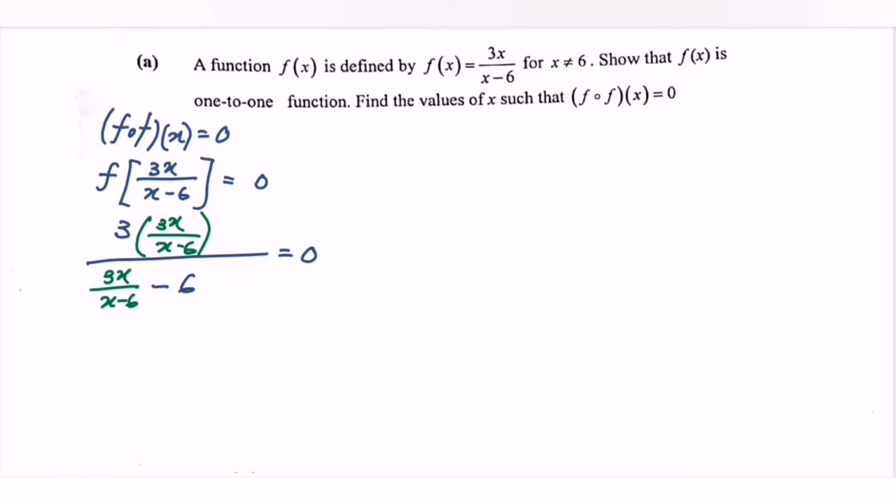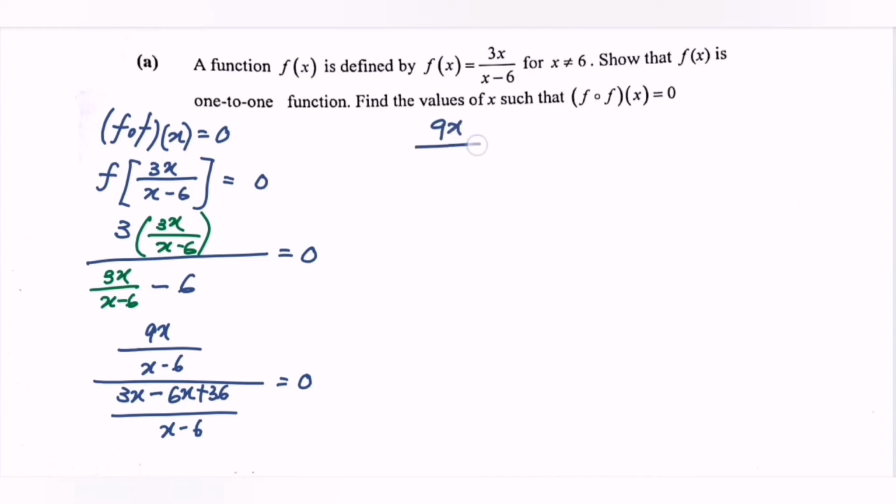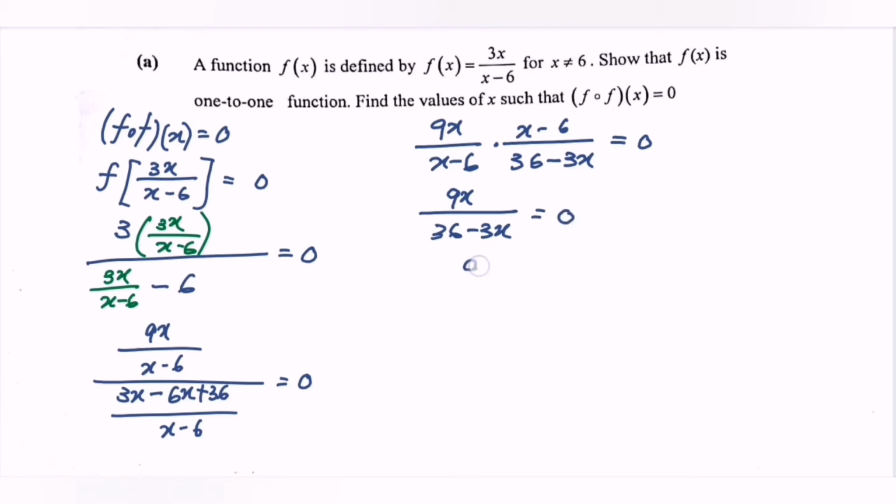Next, we will have 9x over x minus 6 over, we have 3x minus 6x plus 36 over x minus 6 equals 0. Again, 9x over x minus 6 multiplied with x minus 6 over 36 minus 3x equals 0. Simplify the situation. So 9x over 36 minus 3x equals 0. Next, we have 9x equals 0 and x equals 0.